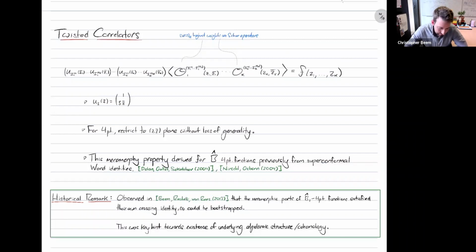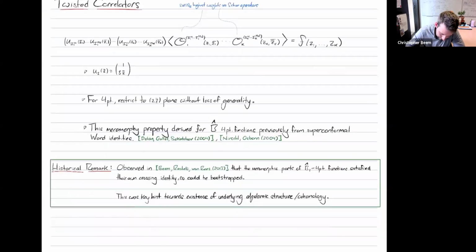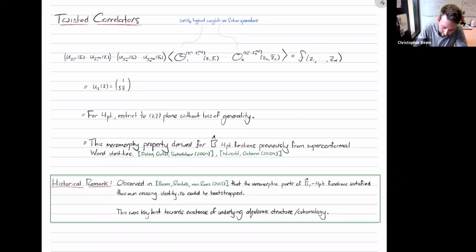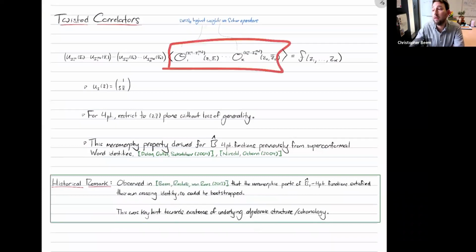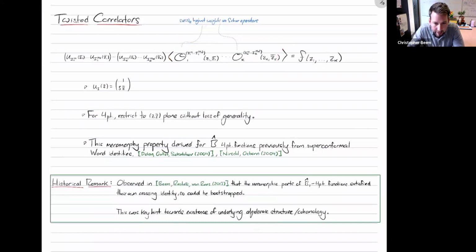It's an interesting historical fact that this meromorphic property, for the case where I'm looking at 4-point functions where the operators are all of B-hat type, was already derived using superconformal Ward identities, without using any highfalutin language about Q cohomology, in papers from 2004 by these authors.